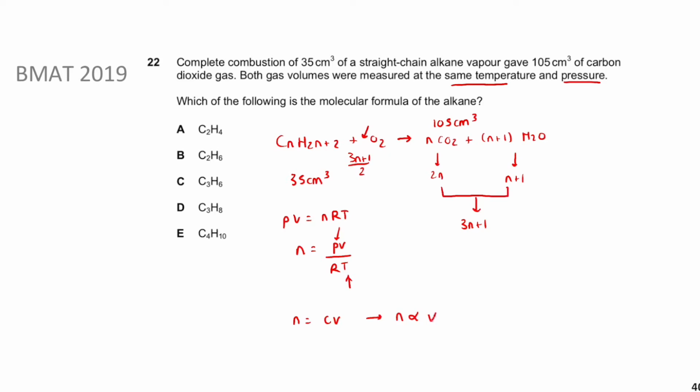So what that basically means, guys, is that I can treat the volumes as moles, if you like. So I can say, for example, this is 35 moles and that's 105 moles. So what must have happened here, guys, is that this is one of this reacting, and 105 divided by 35 is going to be 3. So that means this n over here was 3. So the n over here must also be 3. So we must have propane then, which is C3H8. So E, guys, must be our winner here.